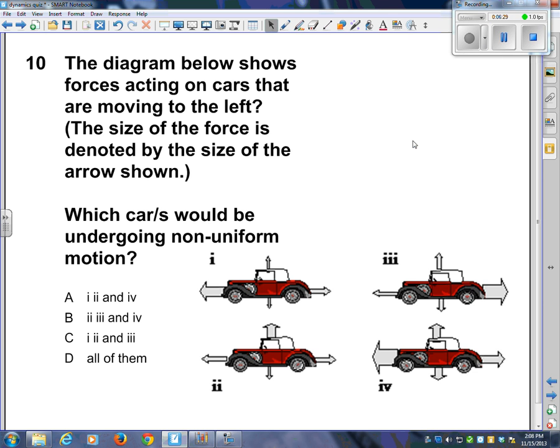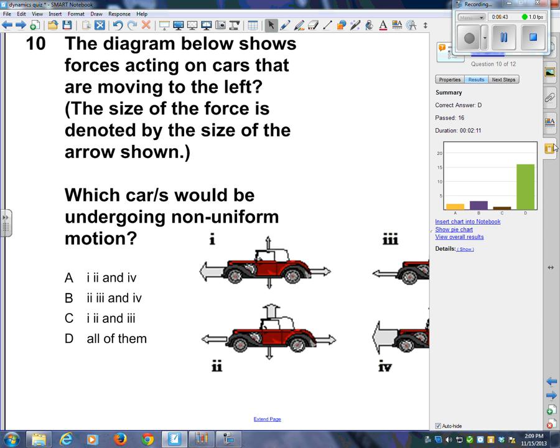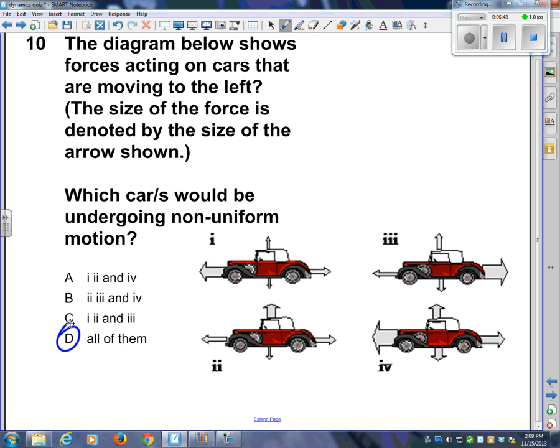Number 10, the diagram below shows forces acting on cars that are moving to the left. The size of the force is denoted by the size of the arrow. So in other words, the bigger the force, the bigger the arrow. Which cars would be undergoing non-uniform motion? Which ones would be accelerating? And the correct answer is D, all of them. In all cases, there are unbalanced forces. These ones are balanced. This one's much bigger than this. Which way is the net force? That way. Which way is the net force here? That way. Which way is the net force here? Oddly enough, upwards. I don't get that one. Hey, it is what it is.